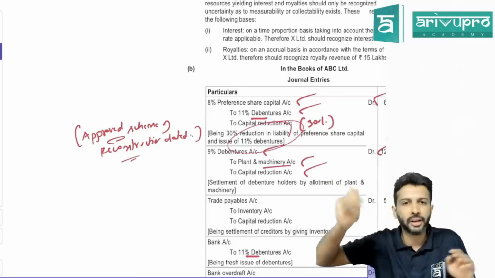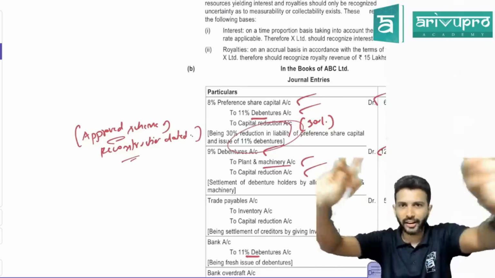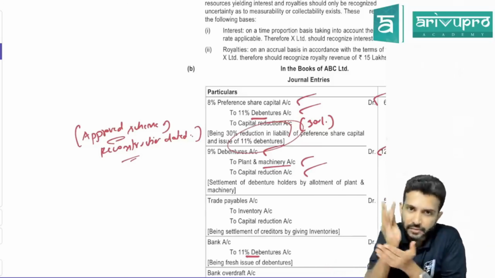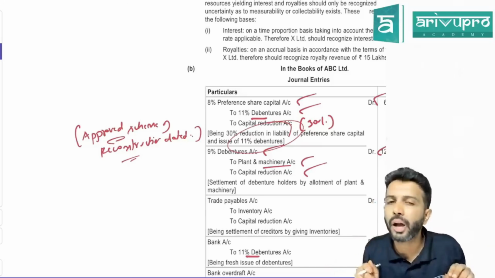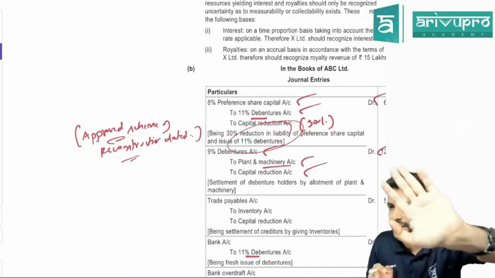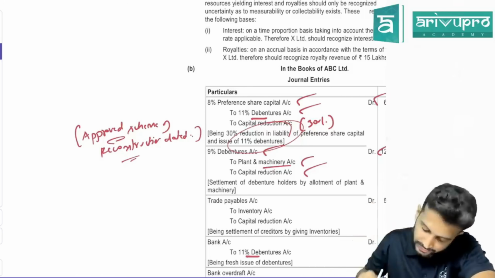Rest everything is your own vocabulary. Write it in your own simple terms. But narration is compulsory. If there is a journal entry, it has to be backed by a narration. Only if the problem says narration not required can you skip it. Otherwise, compulsorily you need to write it.